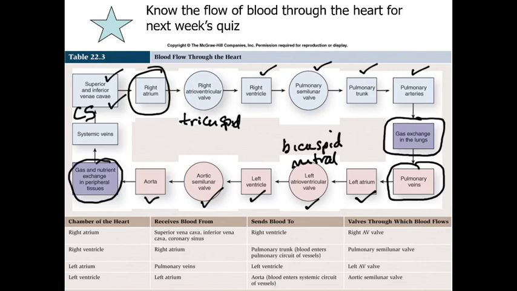all your peripheral tissues. Again, we'll be learning the names of many of these arteries that carry that blood to the tissues. And then from the tissues, that blood will be returned through a series of veins. So this little section right here will be a topic of next week's lab as we learn those arteries and veins that carry blood to and from your tissues.